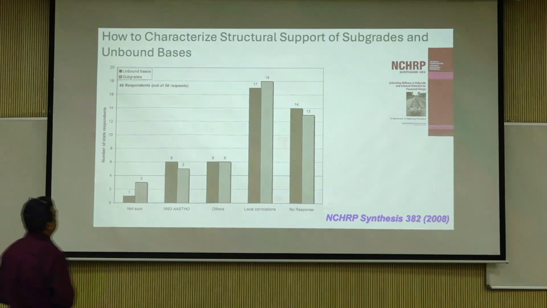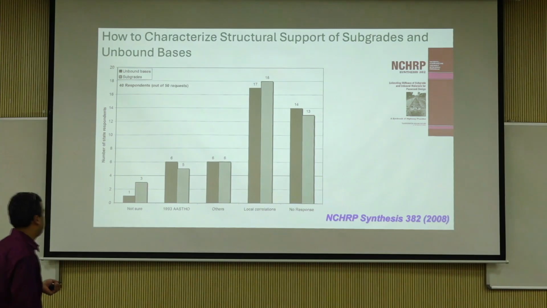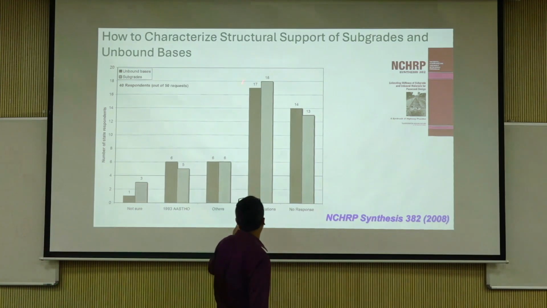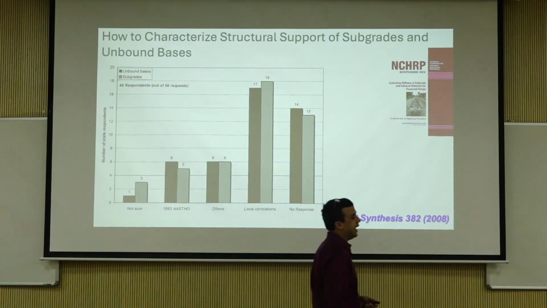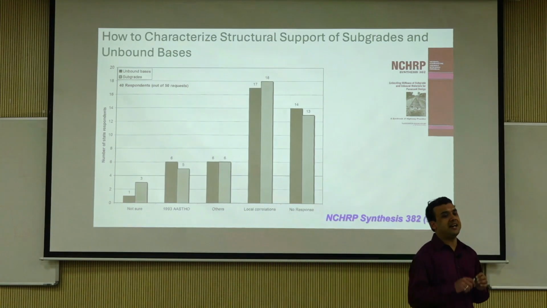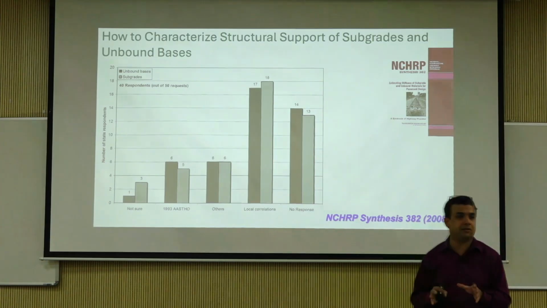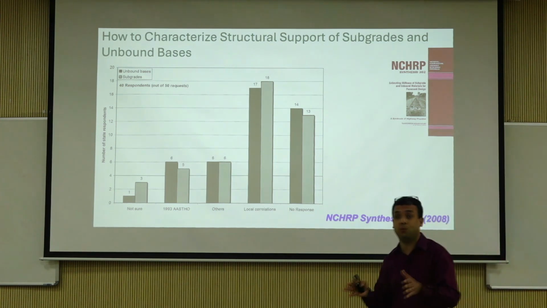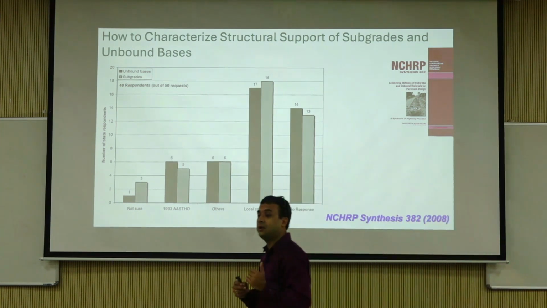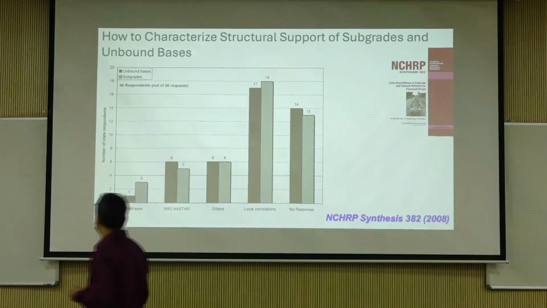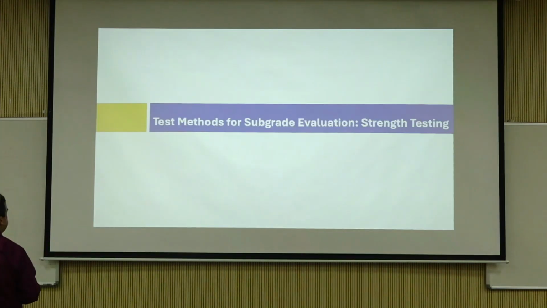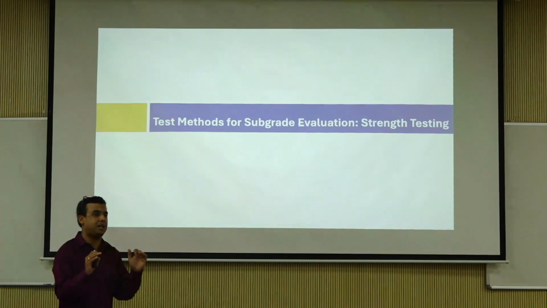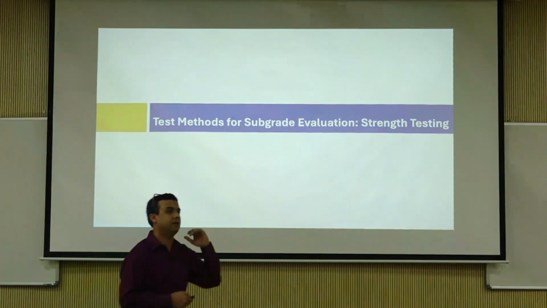How to characterize structural support? Again, some people followed 1993 AASHTO, some people followed local correlation. Most of them, a higher number, actually did local correlations. Now, as I said yesterday, empirical methods, as long as they are applied in their own domain, may actually work. Whether you are doing it the right way or not is a different question. We'll get into that. So that's just the basics. Now we are going to go one step at a time into each test method.